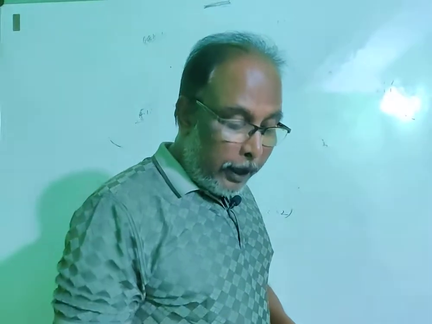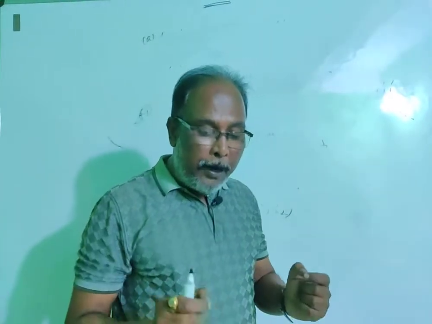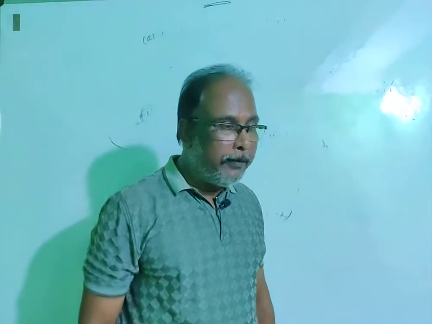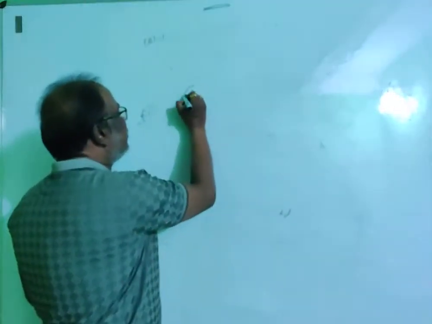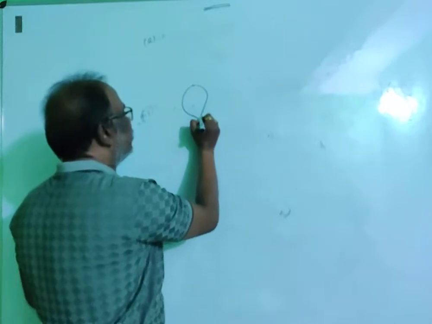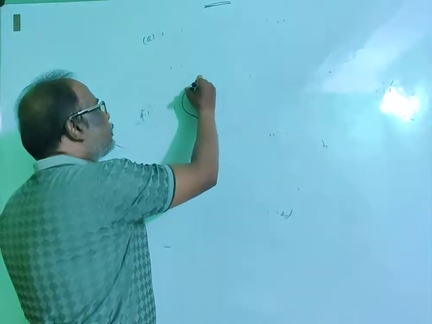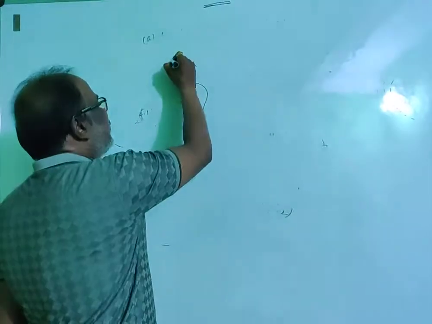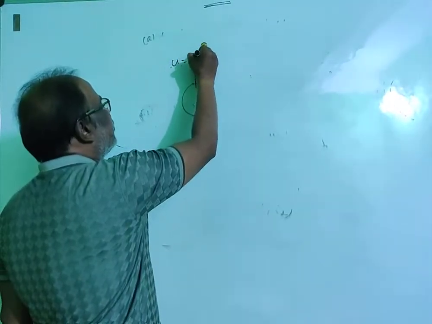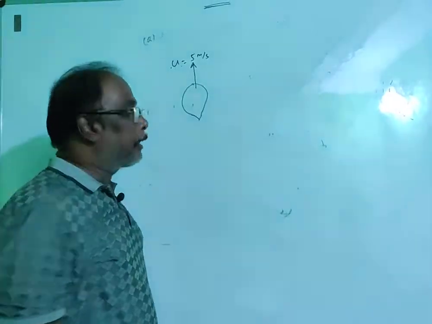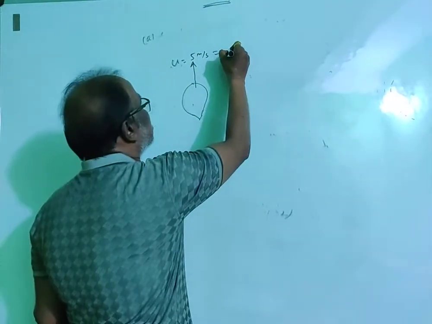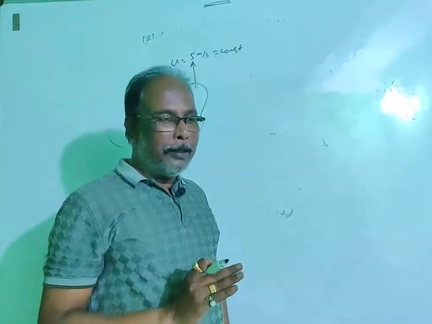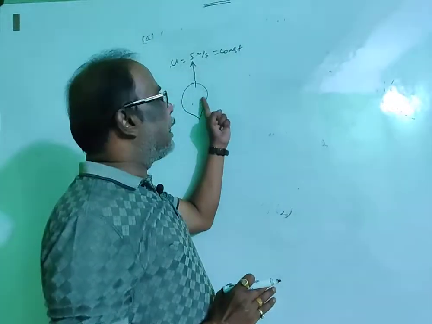A body is dropped from a balloon ascending with a velocity of 5 meters per second. This is a balloon. Ascending means the balloon is moving up with a velocity u equal to 5 meters per second. This velocity is constant. Understand the concept: the balloon is ascending.